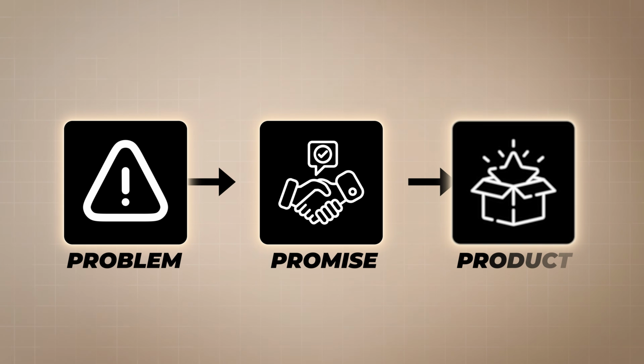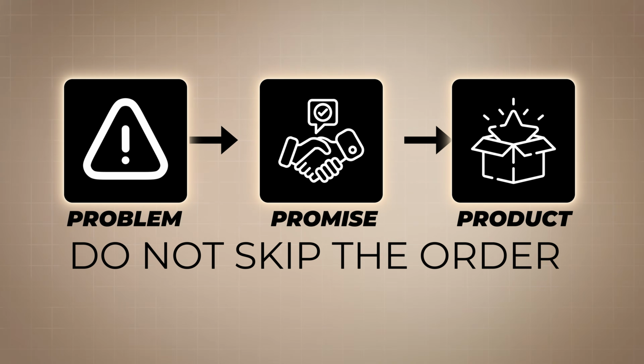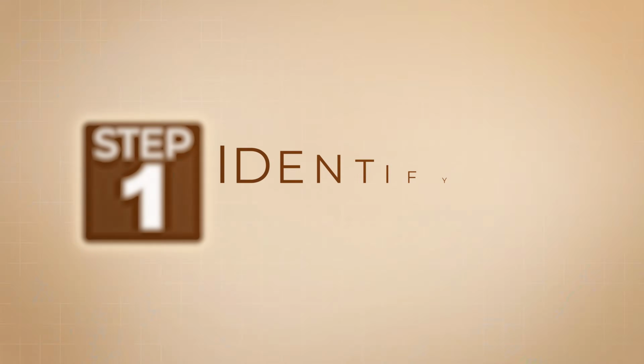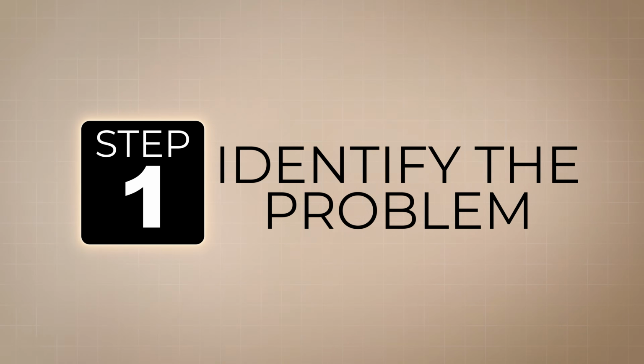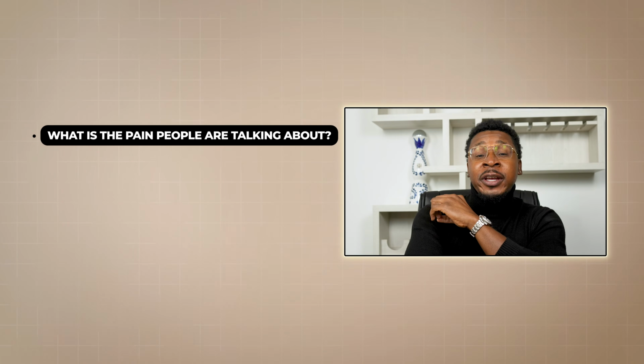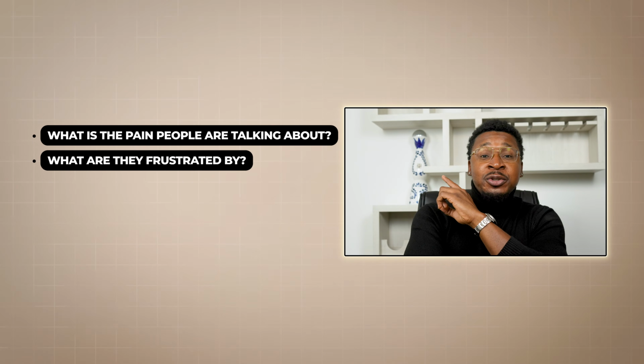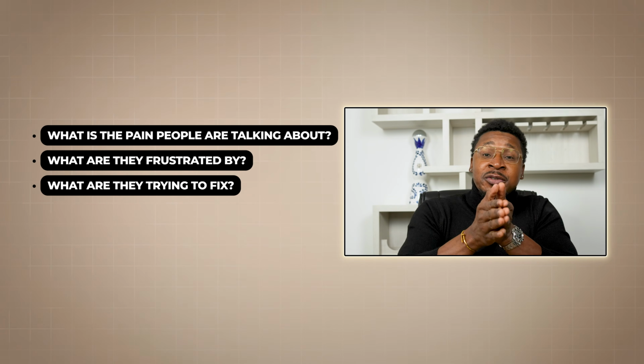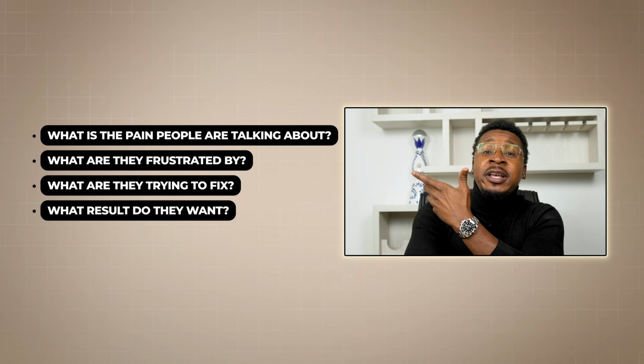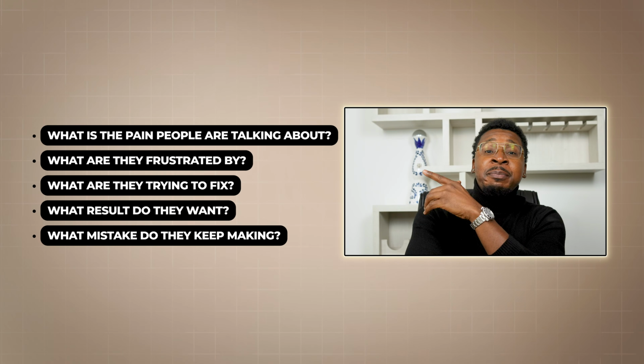Here is the simple formula: problem, promise, product. That's it. Problem, promise, and product. Do not skip the order. A lot of you start with product. That's why you struggle. Step 1, identifying the problem. What's the pain people are talking about? What are they frustrated by? What are they trying to fix? What results do they want? What mistake do they keep making?